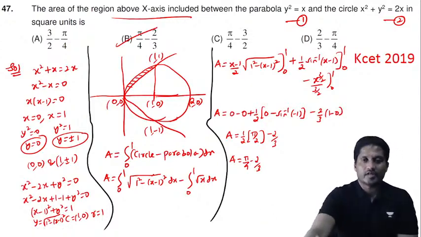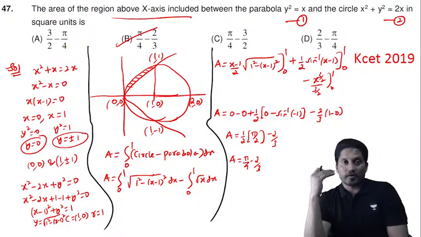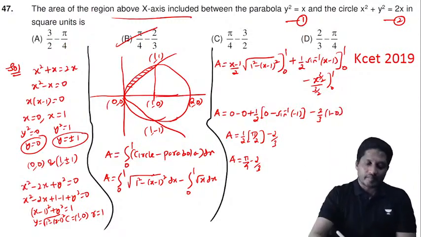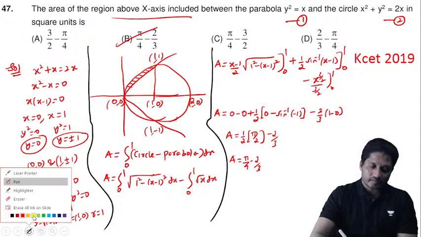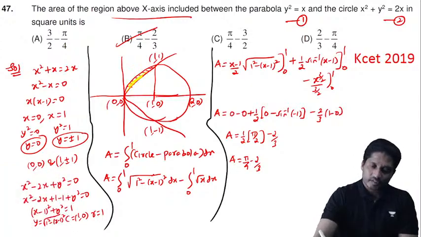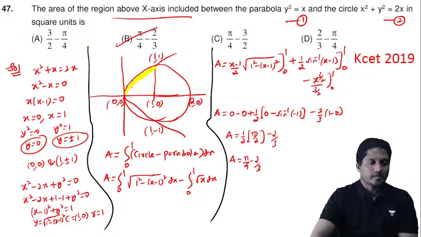Right, you understand, guys? So the area above the x-axis included between the parabola and the circle is this part only. It should be this region, which I shaded just now with the yellow ink. Right, let's move to the next question.